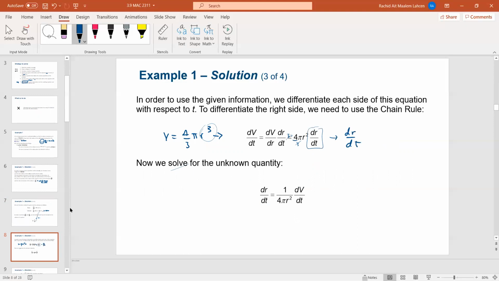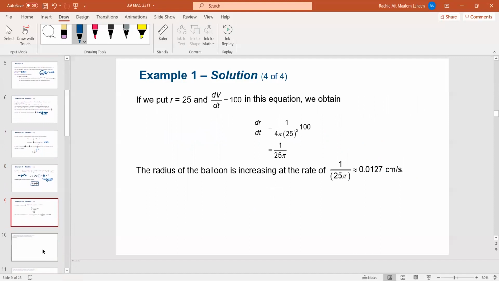We isolate it by dividing both sides by 4 pi r squared. I want to show this one, then we do different examples. Dividing both sides by 4 pi r squared, we get the formula for the rate of change of the radius. Now the last step is to substitute the given information.